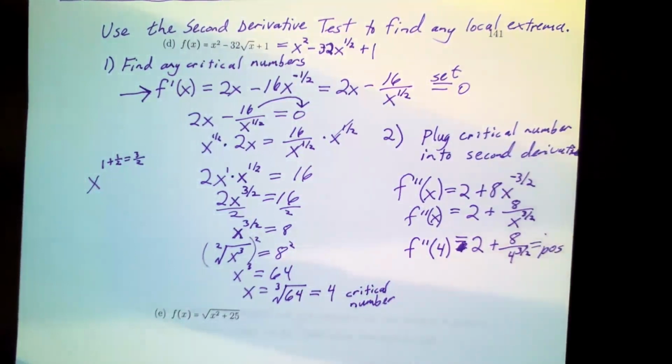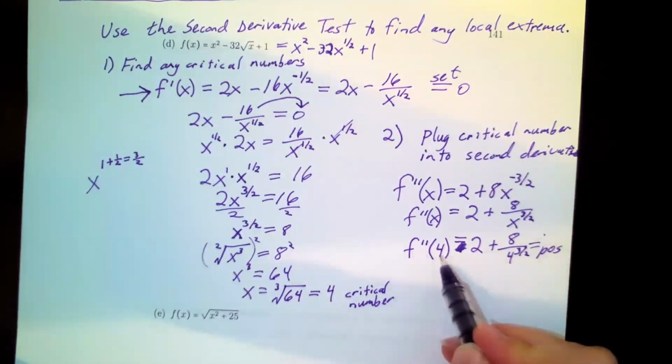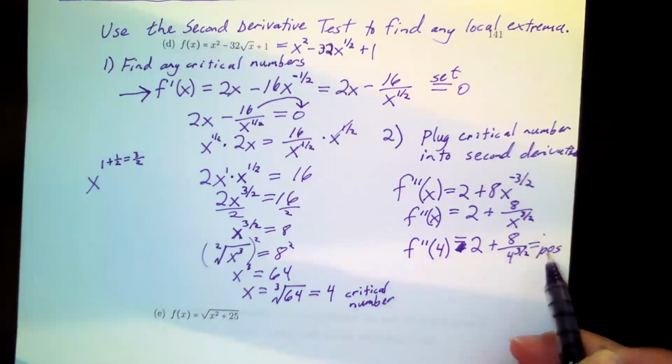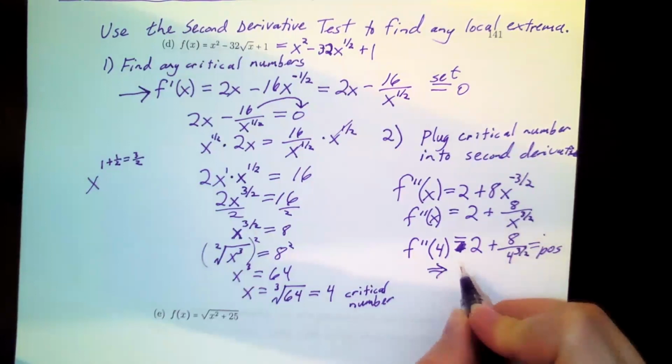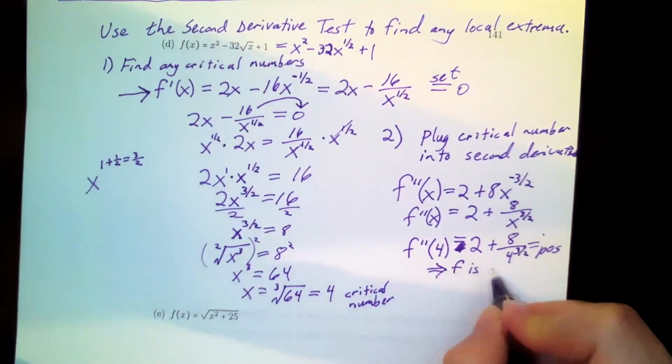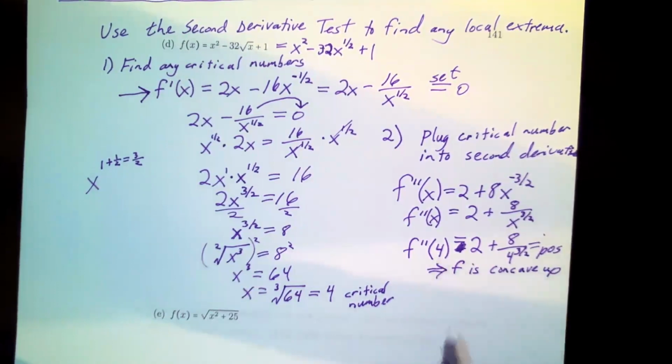And if you get a positive result from the second derivative, right, I plugged in my critical number, I got a positive result from the second derivative. So that tells me, and all that this tells me, is that f is concave up, right there at x equal 4. Positive value for the second derivative means concavity is upward.